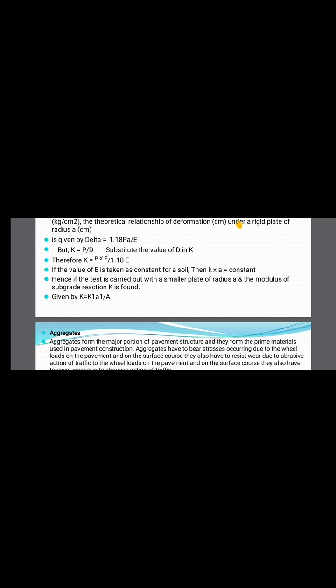Again, there are various different materials, as we know. We have studied the subgrade soil so far, so we'll go to the aggregates. Aggregates are also one of the important elements or components in road construction.